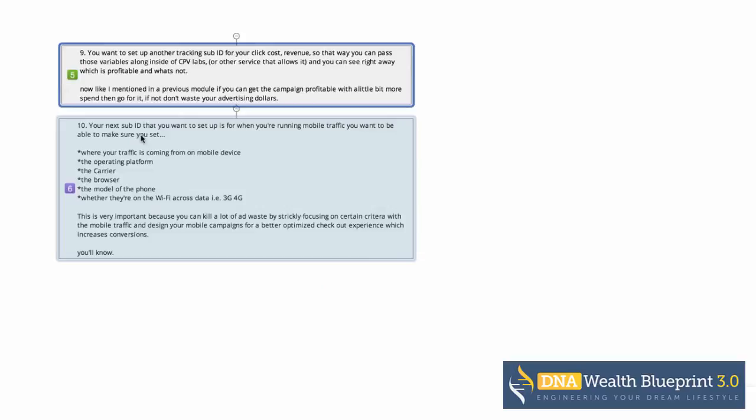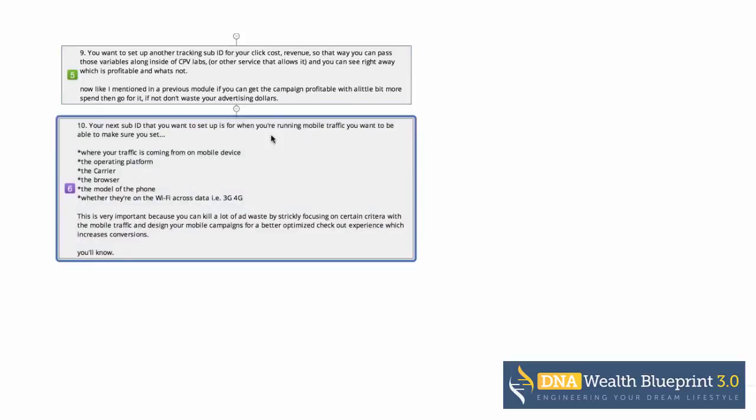Now, the next sub ID that you're going to want to set up is for when you're running mobile traffic, all right? This is pretty critical when you're running mobile traffic on mobile platforms like Pocket Media. There are some really big mobile networks out there. So you want to know exactly where your traffic is coming from, on what device. You want to know what operating platform, the carrier, the browser, the model of the phone, and whether they're on Wi-Fi or on data, 3G, 4G, LTE.